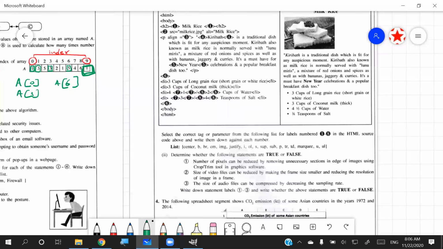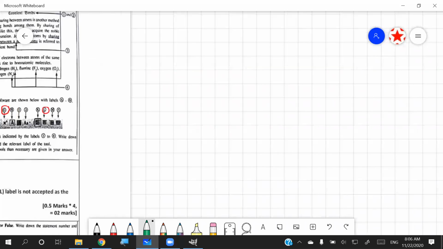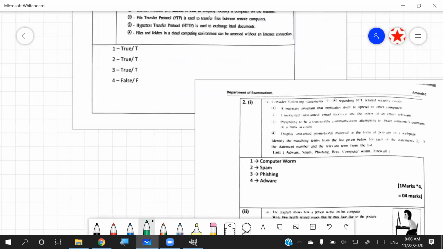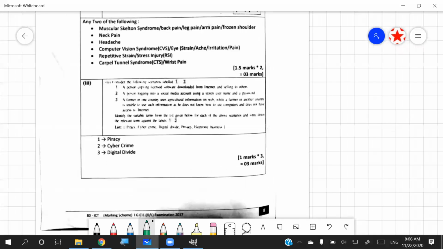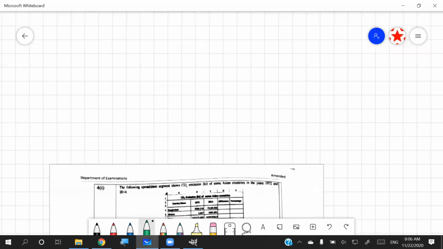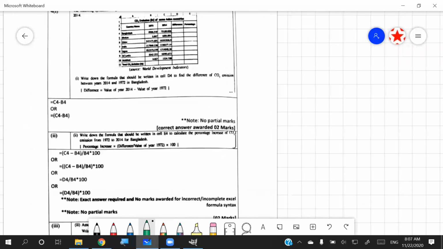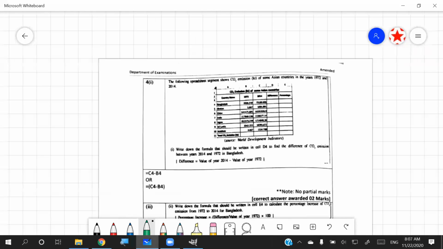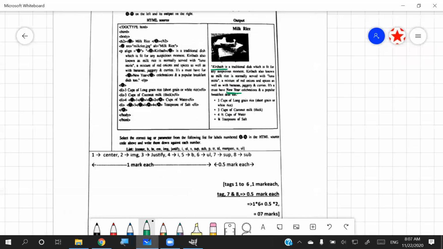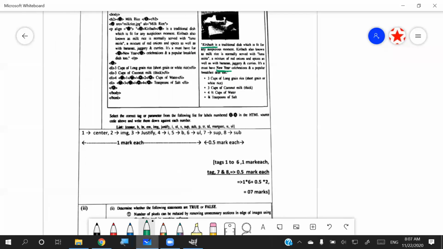Right. So they have given the marks in this manner. Yeah, for the first to the sixth, it's 1 mark each, and for 7 and 8, it's 0.5 marks. All right. So altogether you can have 7 marks for that.